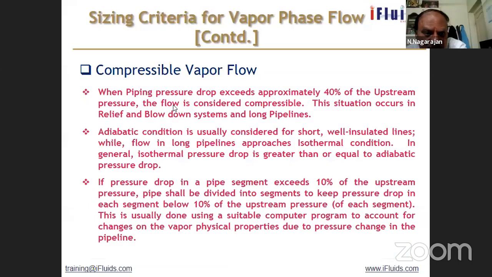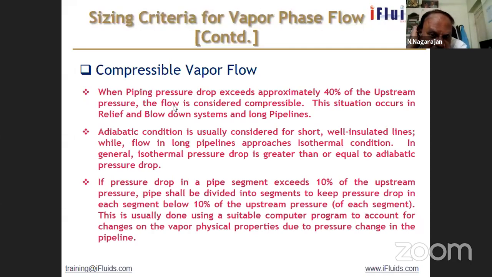Compressible flow happens when the pressure drop exceeds 40% of the upstream pressure. We said that if the pressure drop experienced by the gas is less than 10% of the starting pressure, it is incompressible and it is governed by the criteria given above. If it is more than 40%, it becomes compressible. This happens when you have a great reduction in pressure, like in relief valves and blow down valves. There is a great reduction of pressure from the upstream to downstream of the valves. So at those places, downstream, you will see a compressible vapor flow.